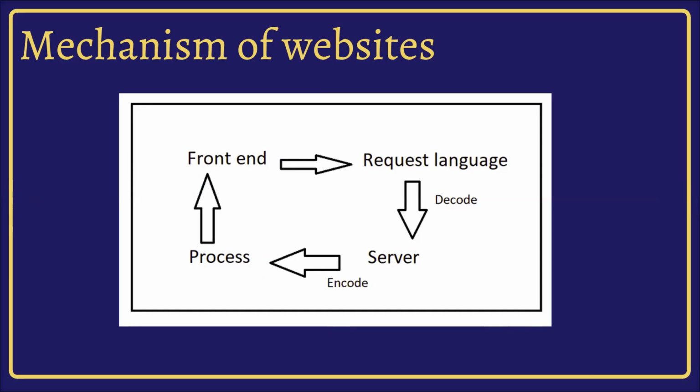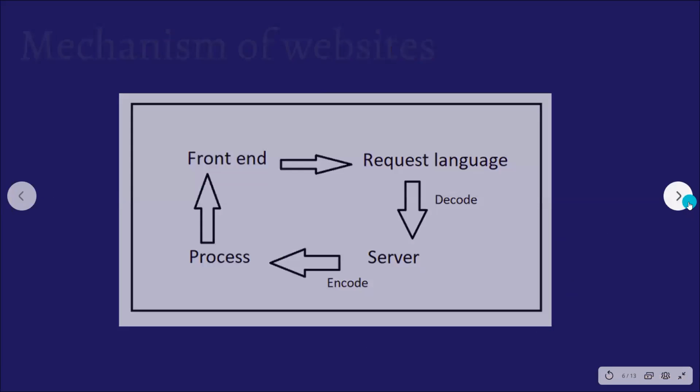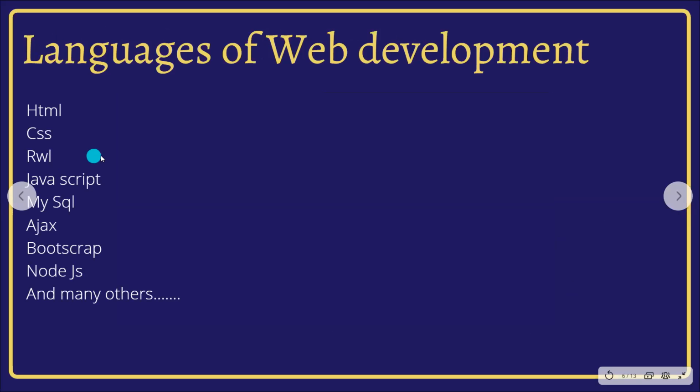There are many languages involved in this process. We are looking at these languages in detail. The basic languages are HTML, which stands for Hypertext Markup Language, CSS, that is Cascading Style Sheets, XML, then JavaScript. JavaScript is also used in app development.